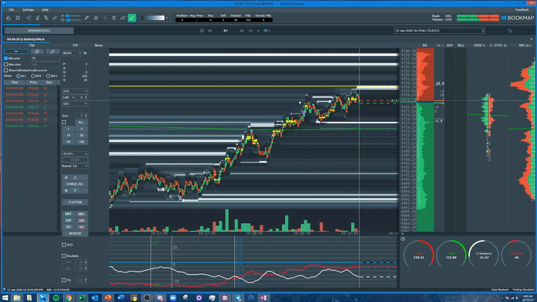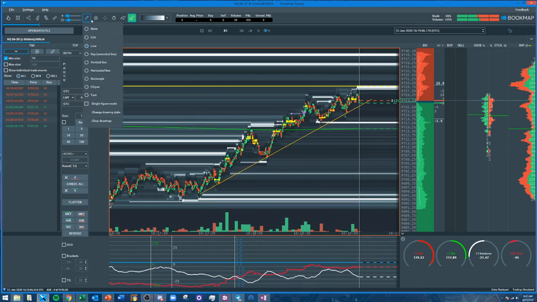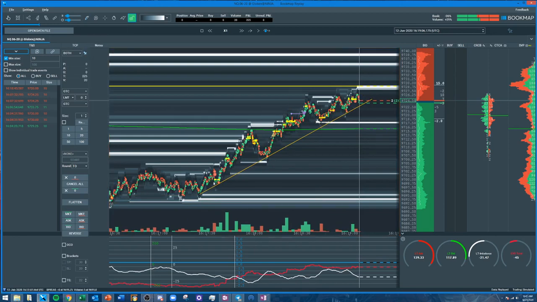And for those of you that don't know, this is Bookmap. It's a trading platform, and I'm a futures trader. This is the NASDAQ, although you can get Bookmap for stocks as well. So the first thing that I'm seeing is this trend line right here. Ooh, did not mean to do that. Let's try that one more time. There we go. Cool. So, of course, a trend line is just kind of angular support and resistance.